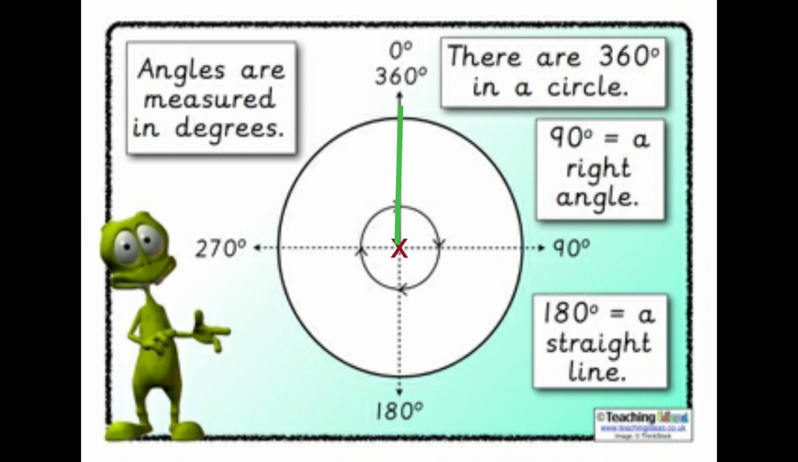Have you ever heard that before? Someone says you turn 360 degrees or you make a 360 flip. It's because you've gone all the way around. So there's a first fact to remember. A circle is 360 degrees.